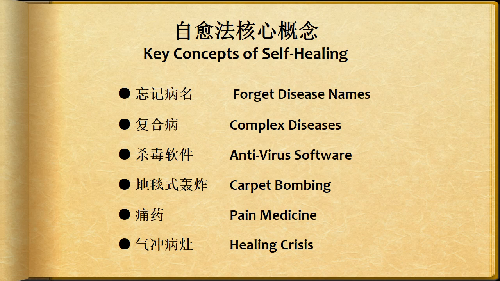Here are a few key concepts about self-healing. First, forget or ignore the disease names, because these disease names are mostly defined according to the symptoms rather than the cause or the reason for the diseases. So sometimes they're misleading. For example, if you're given a name diabetes, you most probably focus on lowering the sugar level. But in fact, if you are given the name diabetes, you in fact have more diseases or more problems than just the sugar level issue.